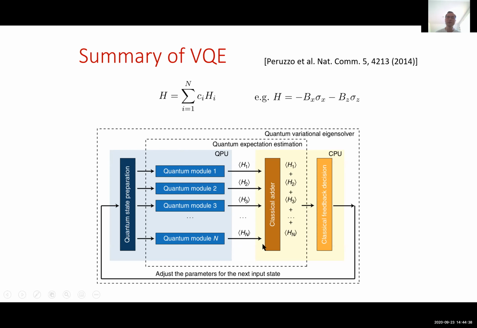You pass the result onto a classical computer, which then determines the next optimization parameter to prepare the state. So what changes is the state preparation. And it loops through these until the process converges. So that's the summary of VQE. Any question on this?